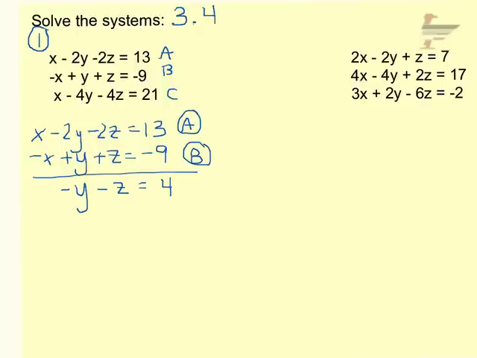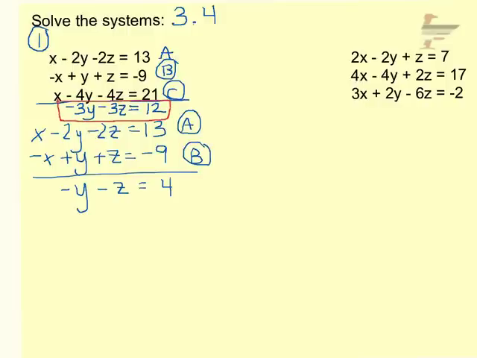Now I'm going to put together B and C. I'm just going to go up here and add together B and C. The x's eliminate. Y minus 4y is negative 3y. Z minus 4z is negative 3z. And negative 9 plus 21 is 12.